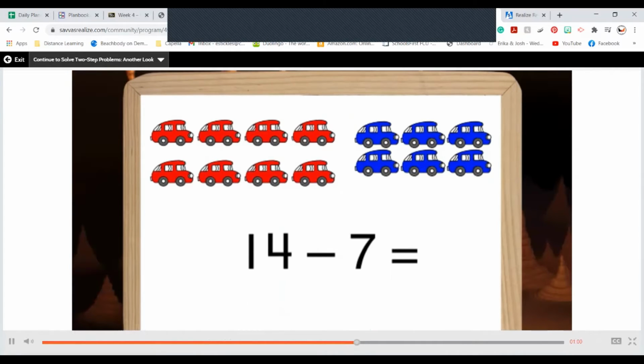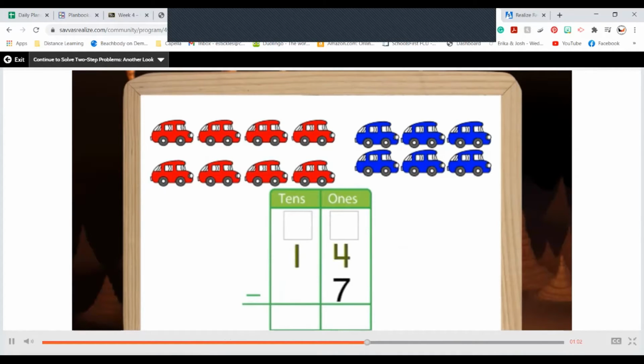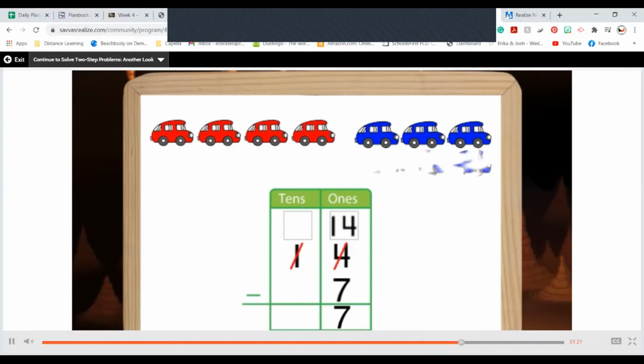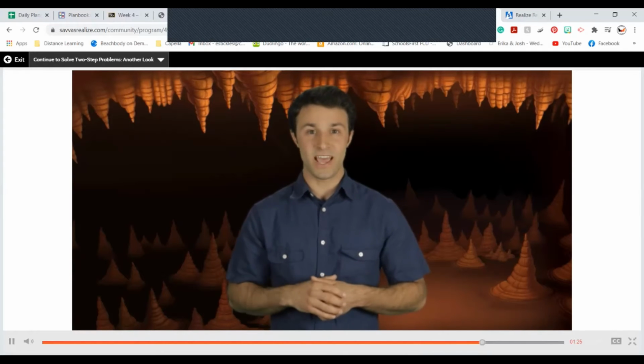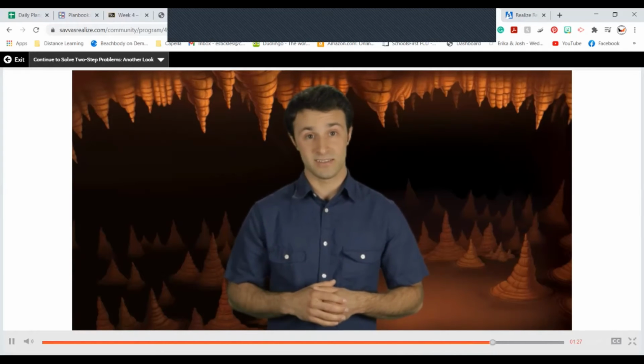This time, we'll use a subtraction frame, with 14 being my total and 7 being what I know. I don't have enough ones to subtract, so I regroup 1 ten and 10 ones, and then voila! 14 minus 7 equals 7. After I give Malcolm 7 cars, I have 7 cars left. I solved both steps, and the answer makes sense.